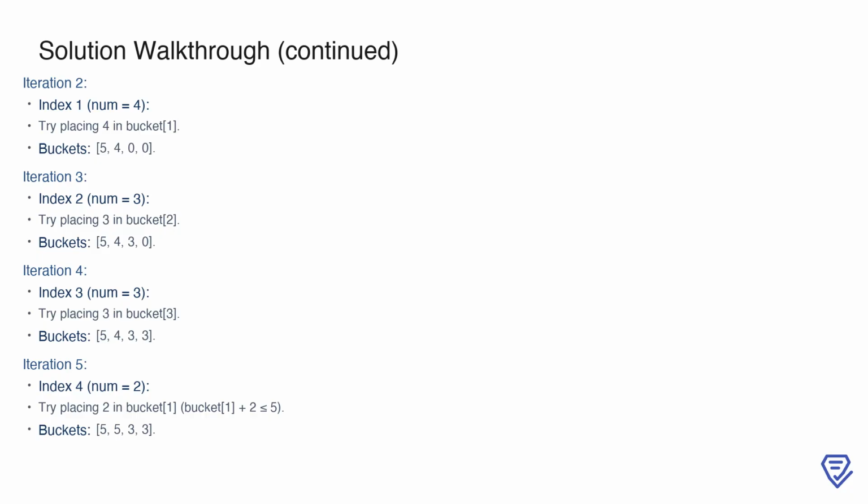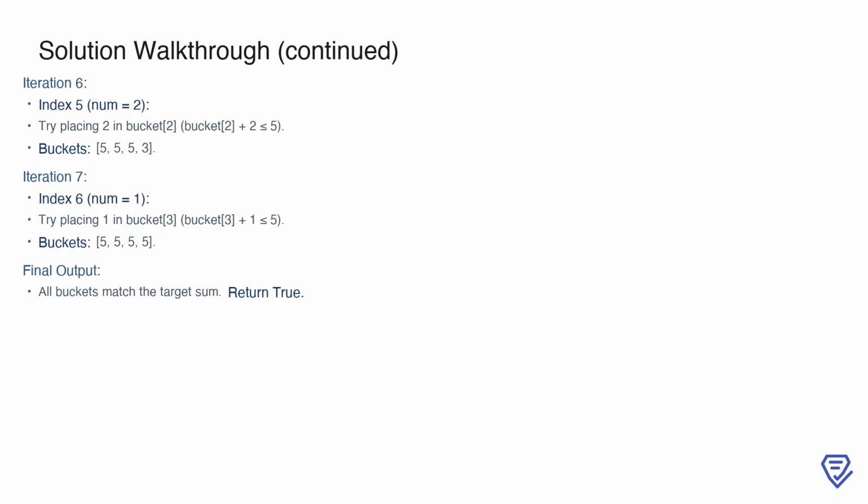For the third number, 3, we try placing it into the third bucket, as it fits within the target sum. The buckets now become 5, 4, 3, 0. For the next 3, we place it into the fourth bucket, updating the buckets to 5, 4, 3, 3. Now, we move to the number 2. Since adding 2 to the second bucket still keeps the sum within the target of 5, we place it there. This updates the buckets to 5, 5, 3, 3.